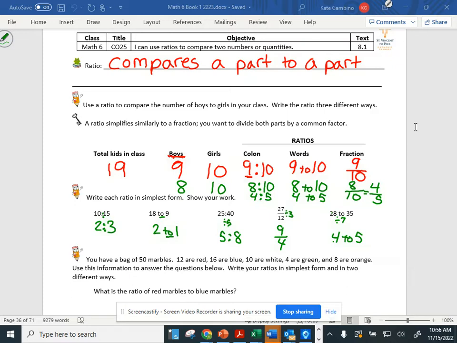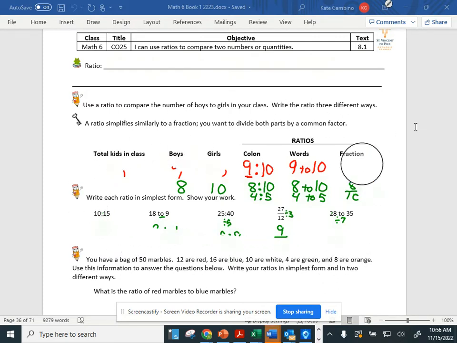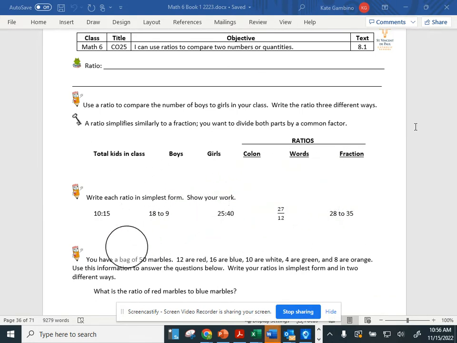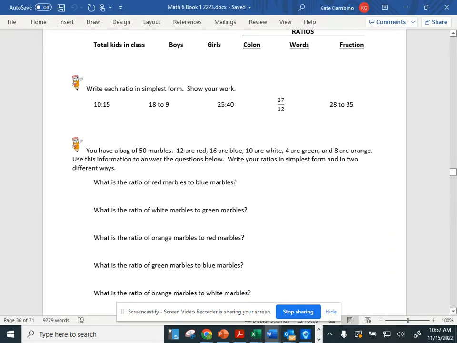Simplifying it means we're looking for what we can divide out, just like when we simplified our fractions. Same thing. So we've already done this kind of work on a previous objective. Now we're doing it with ratios, but we know how to do it. So I'm going to erase and scroll up so we can look at how this works with our word problems.